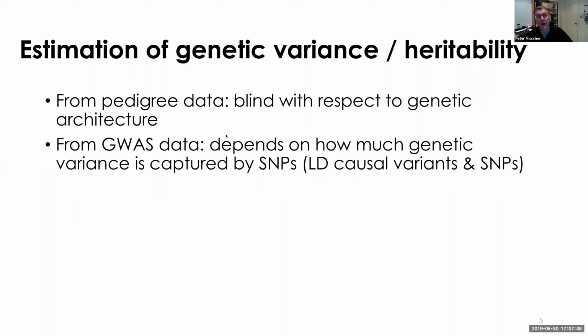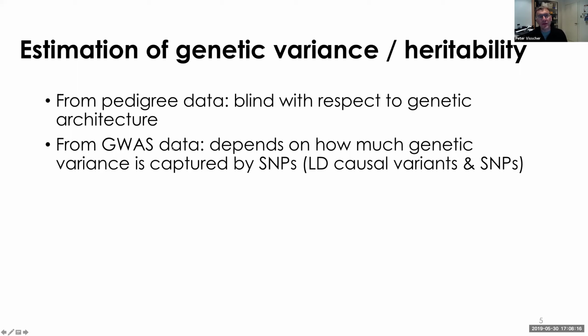In the past, when we estimated heritability, it would be done through a pedigree or family or registry study using identity by descent relationships between individuals. And that kind of method is actually blind with respect to genetic architecture. So if the assumptions of the model are correct with pedigree or twin studies, we should be able to estimate the total amount of genetic variation that is in a population.